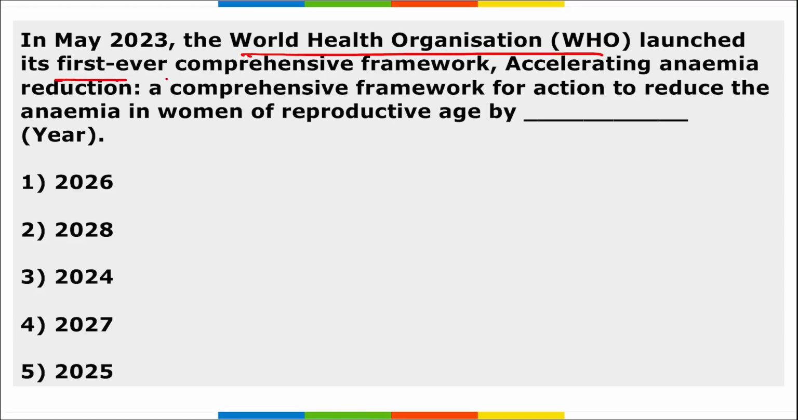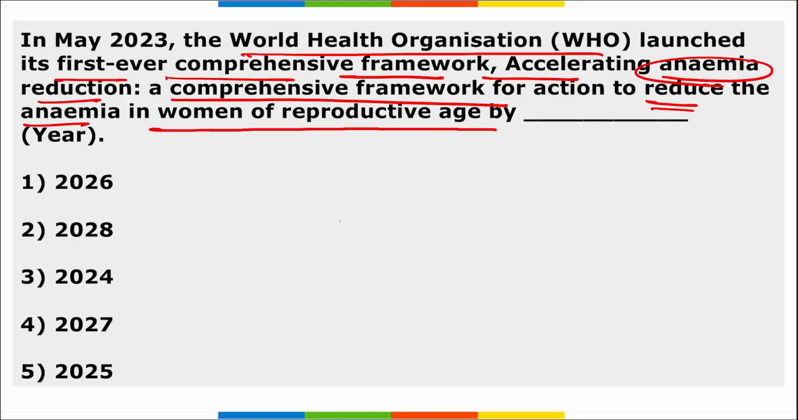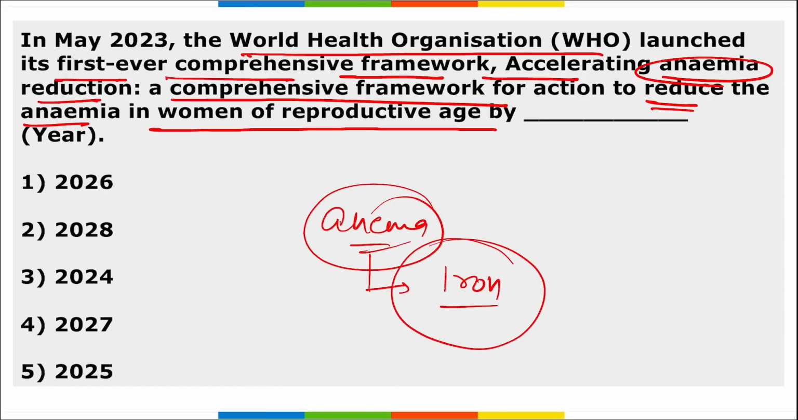WHO launched the first ever comprehensive framework for accelerating anemia reduction, a comprehensive framework for action to reduce anemia in women of reproductive age. First of all, you should know anemia. Anemia is caused due to the deficiency of iron, right? When a woman is pregnant, during that stage she will require more blood, and we know blood contains hemoglobin and hemoglobin contains iron, right? So during this, and also for women of reproductive age, they will require strict action, or we should work towards the cause of reducing anemia in those women.